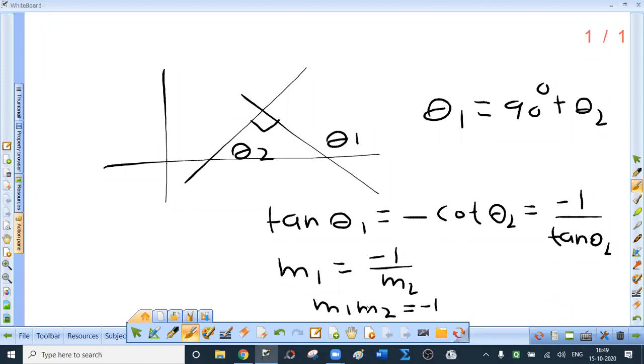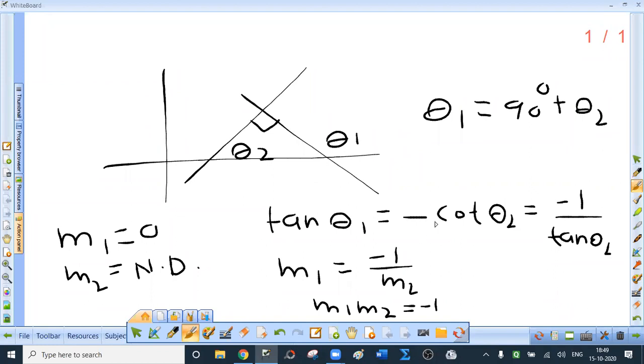So if we know the slope of one line, then we can easily find the slope of the line which is perpendicular to it. Actually, we have to consider one more case. Suppose the slope of one line is 0 and the slope of the other line is not defined, then also the lines are perpendicular. Why? Because slope not defined means the line is parallel to the y-axis, and slope 0 means it is parallel to the x-axis. Then also those lines are perpendicular to each other.